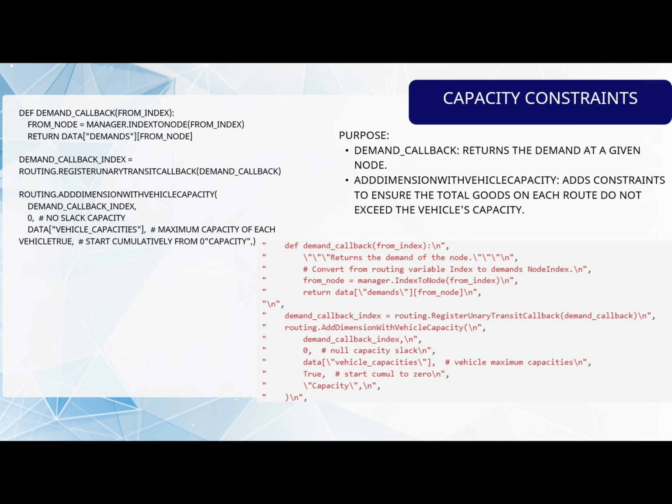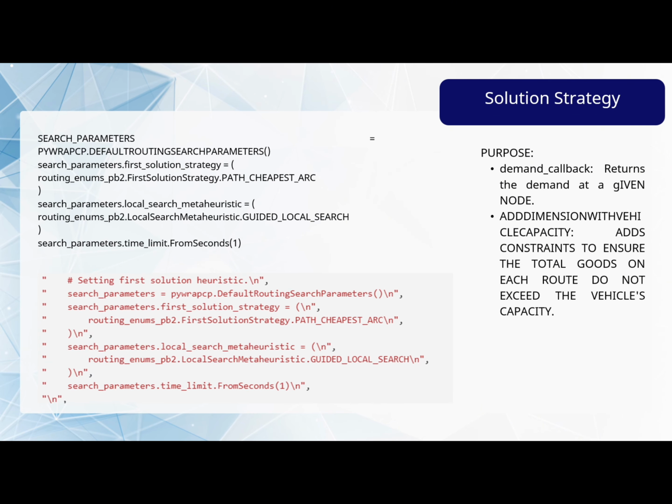And now we come to the capacity constraint. The first is the demand callback. It returns the demand at a given node. The second is adding a dimension with vehicle capacity, which adds constraints to ensure the total goods on each route do not exceed the vehicle capacity. That's it for the solution strategy part.